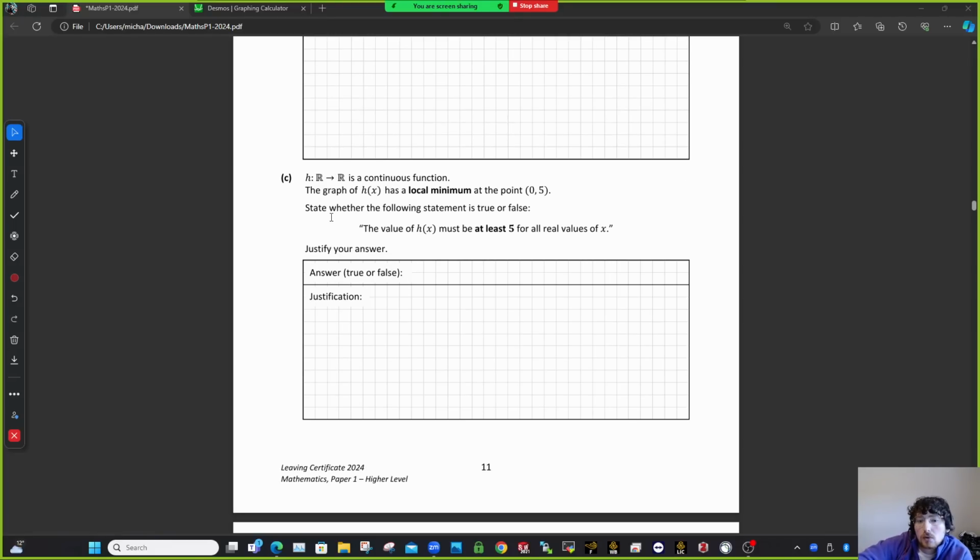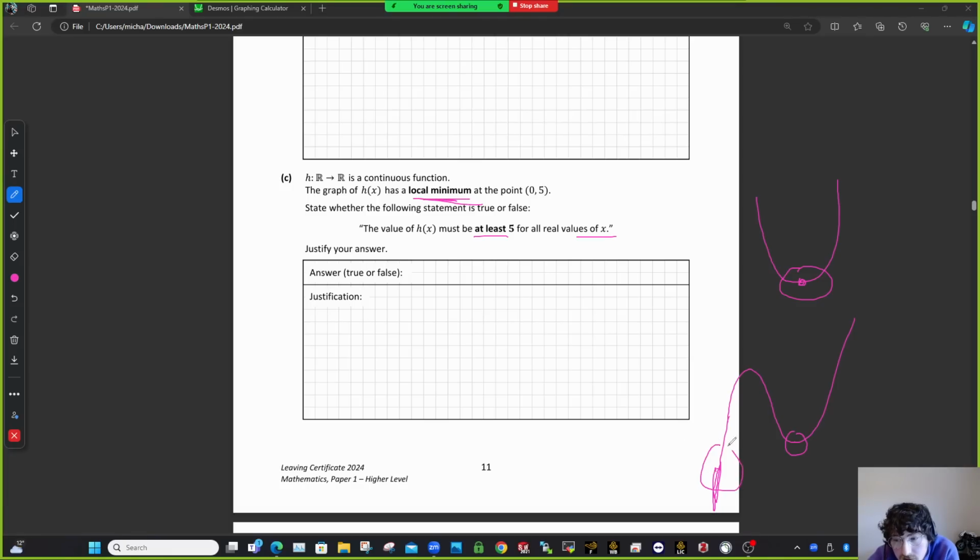So the words there in bold are what make this question easy: local minimum. Don't mix up a local minimum with a global minimum. A quadratic, when it turns like this, has a global minimum. Whereas a cubic has what's known as a local minimum, because it's only in this local area. Down here, it has values lower than the minimum. It says here h of x, the y value, must be at least 5 for all x values. And no, because this is a local minimum.